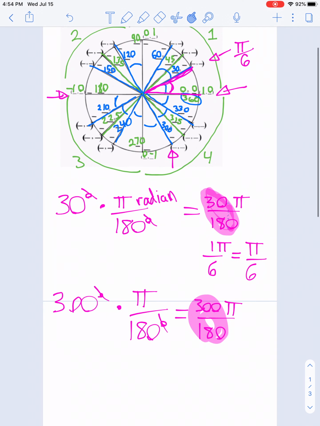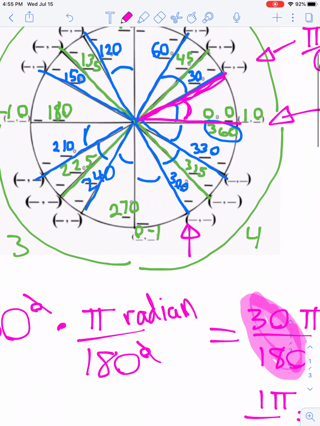Zoom out a little bit here. So that simplifies down to 5 over 3, and I still have my pi symbol there. So that means that that angle of 300, I'll zoom back into my unit circle, that angle of 300 is 300 degrees, which then is also, as we said, 5 pi over 3 radians.